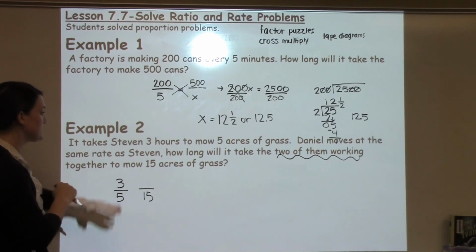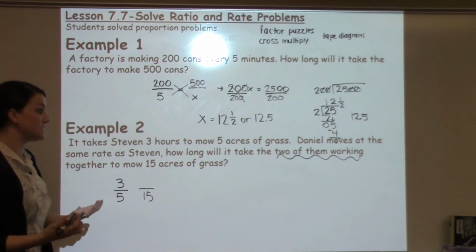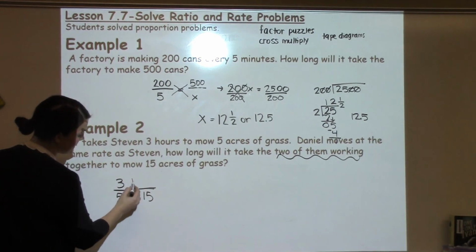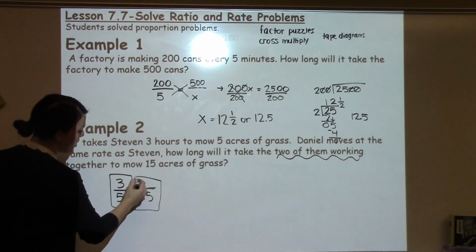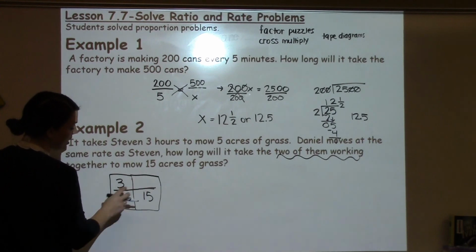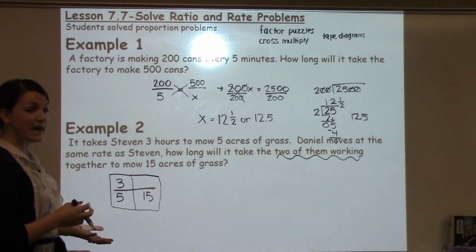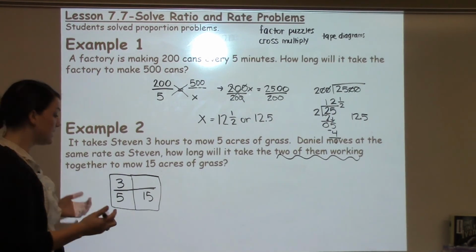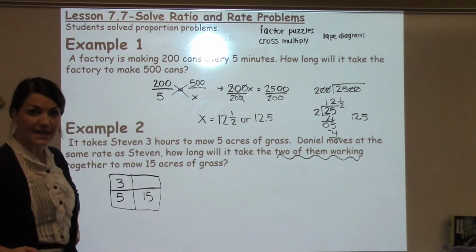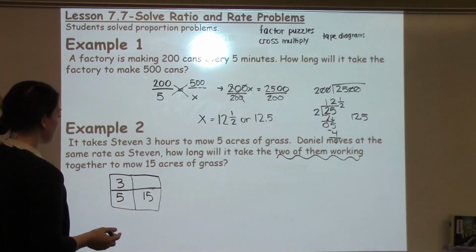So first I'm just going to focus on Stephen and think about how long it would take for him to complete that 15 acres of mowing. So I'm going to go ahead and use a factor puzzle here, and the reason that I'm choosing to use a factor puzzle for this problem, when I used cross multiplication for the problem ahead, is because I can see that all of these numbers, 3, 5, and 15, have some things in common. So because they have some things in common, I'm pretty sure that I'll be able to get a whole number that I could be working with. Now, if your student just says, I really want to try cross multiplication instead, that would work also. So factor puzzle or cross multiplication, either way you'll get your answer.